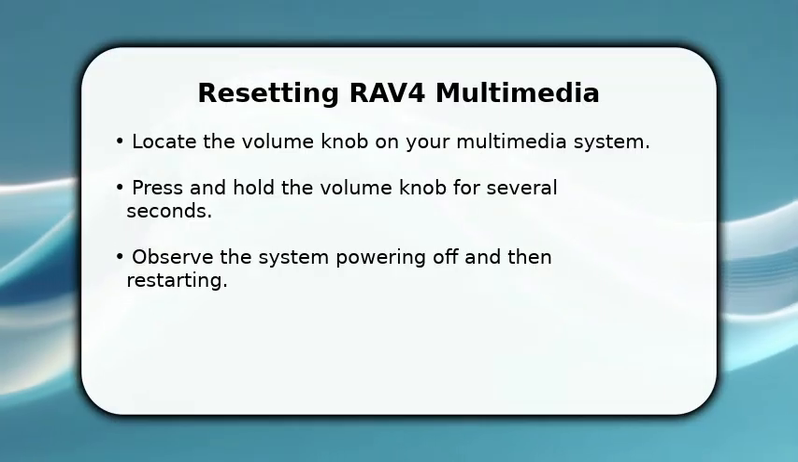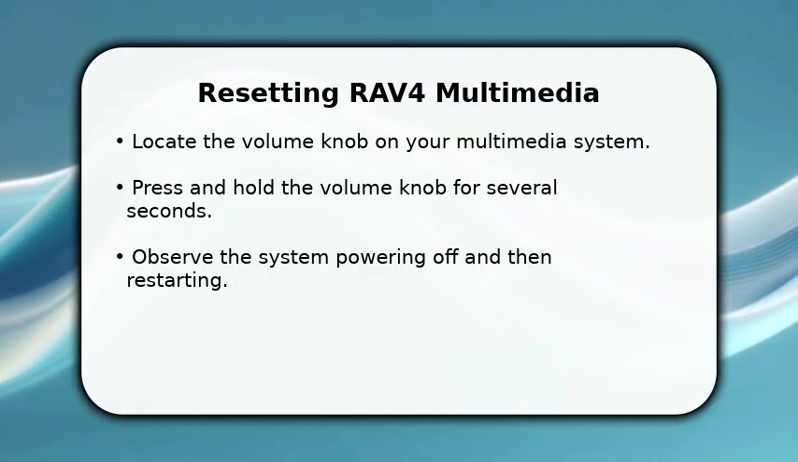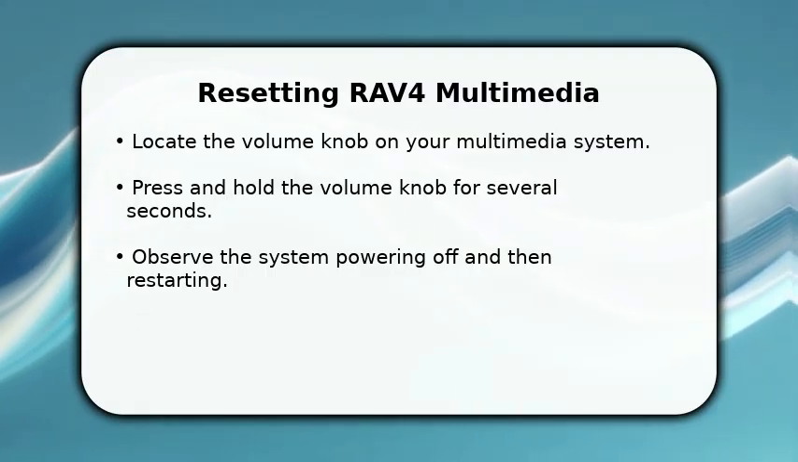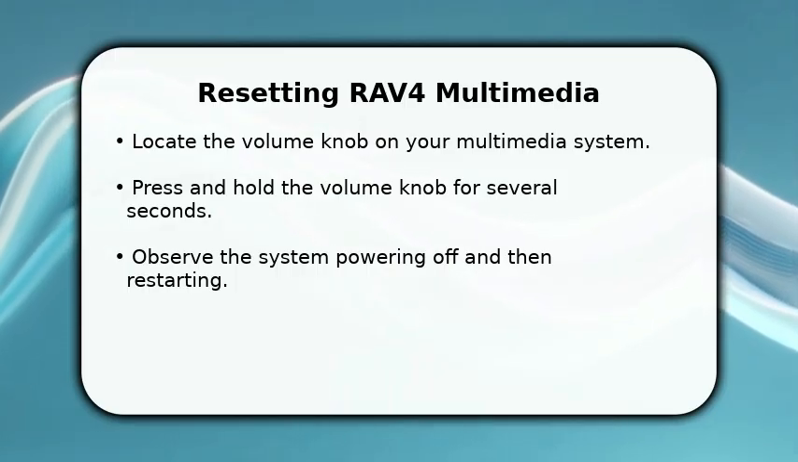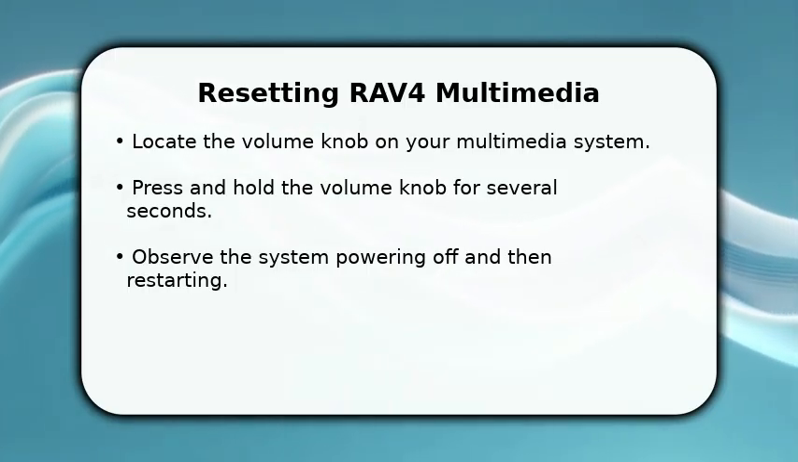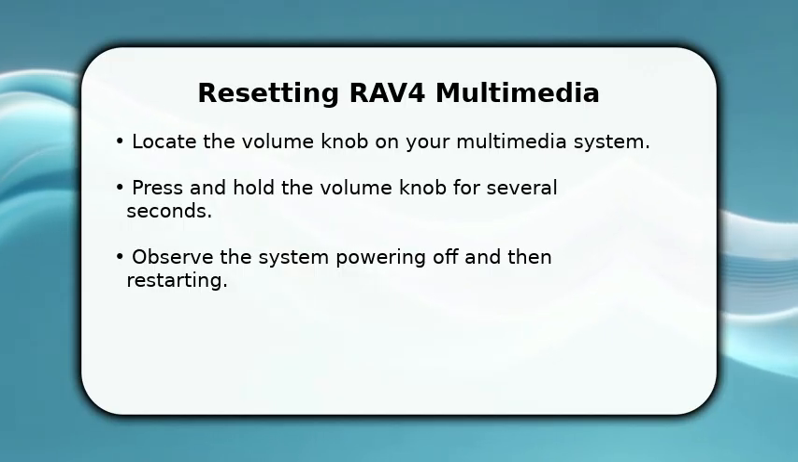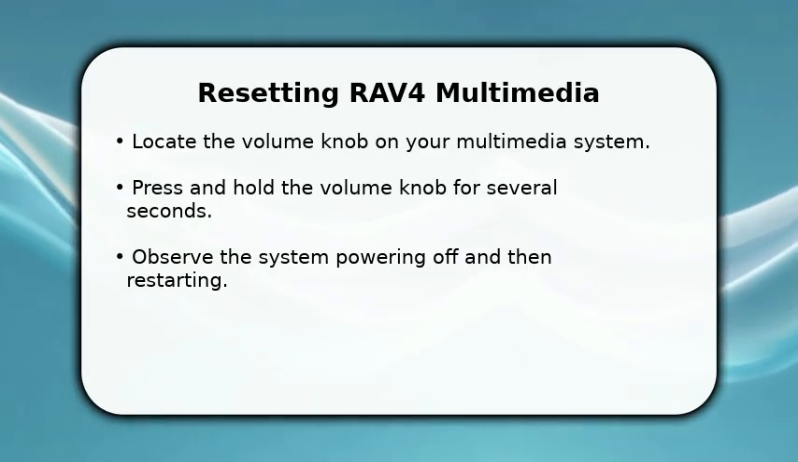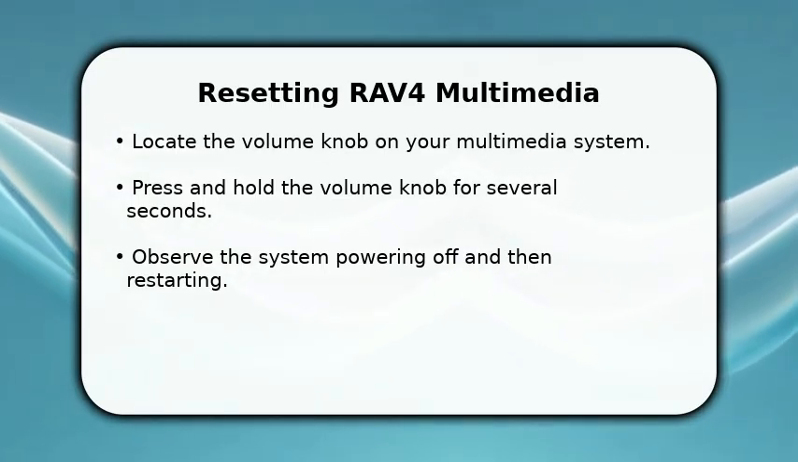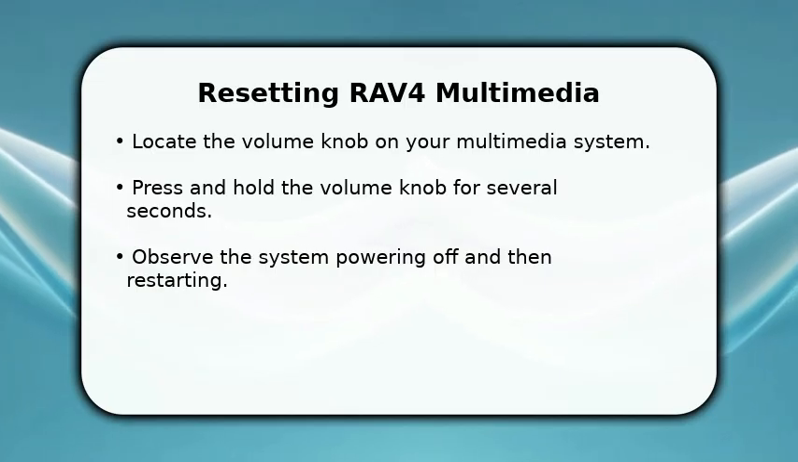In this video, I will explain how to reset your Toyota RAV4 Multimedia system. To perform a soft reset, locate the volume knob on your system. Press and hold this knob for about 10 seconds until the system powers off and then restarts. This simple action often resolves many common issues quickly and efficiently, getting you back to enjoying your drive without interruption.